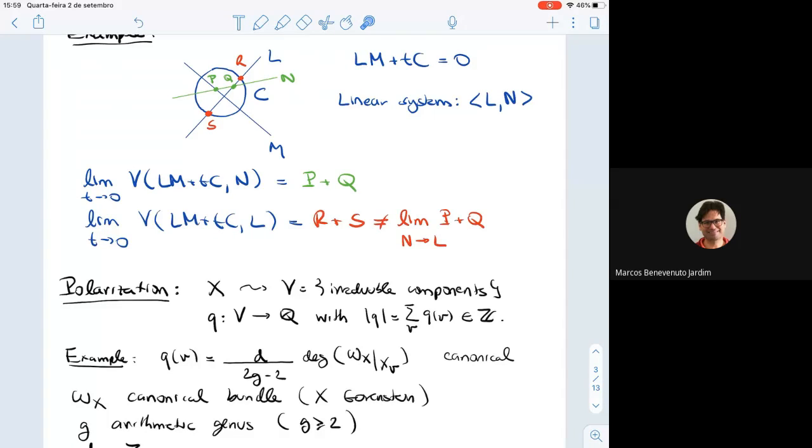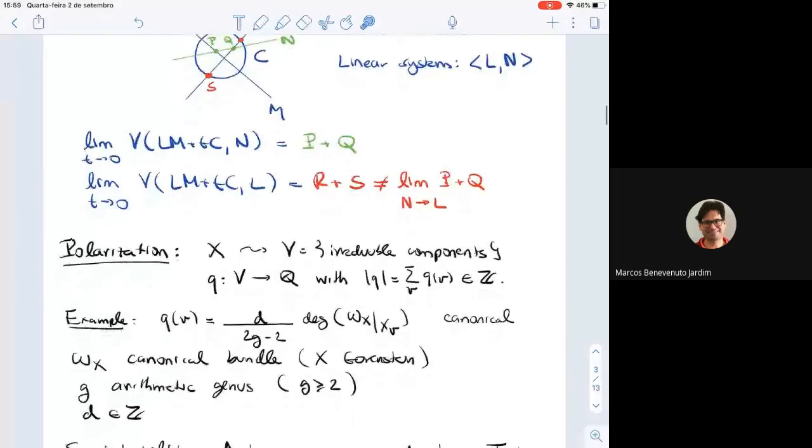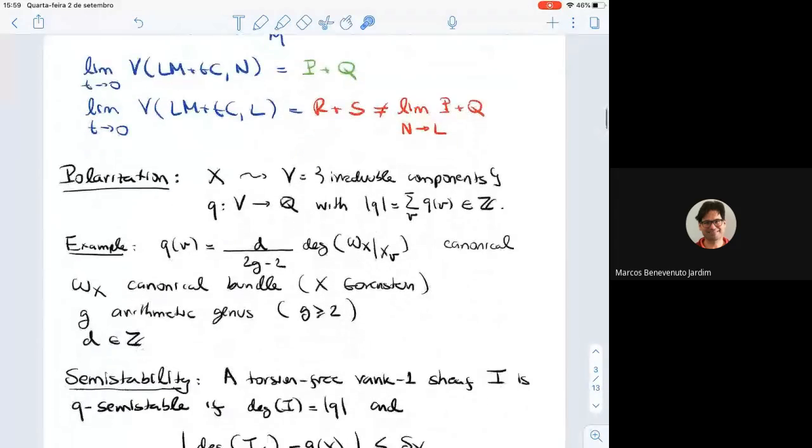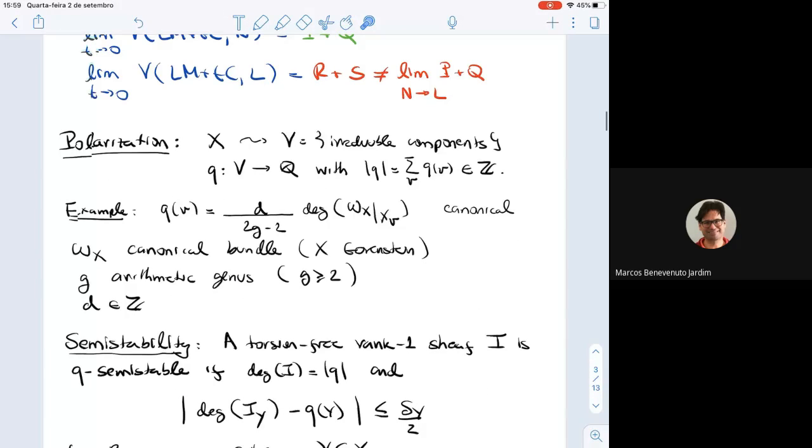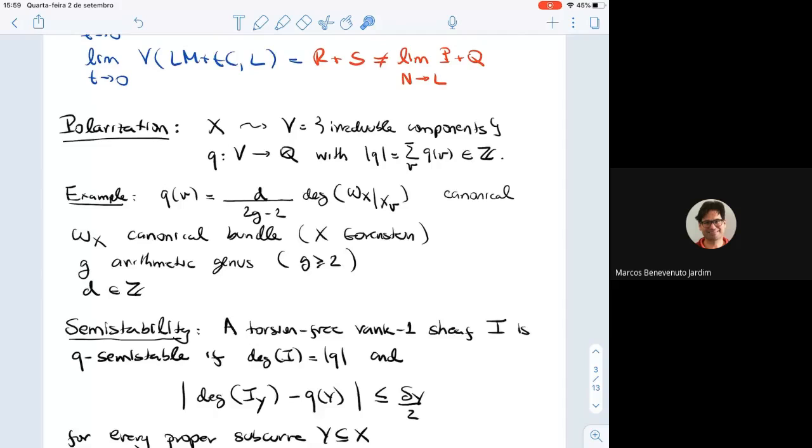So that means that in the semi-stability definition, this q of Y is always 1. But delta is 1 as well, because the two lines intersect in a point. And the degree is an integer number. So that means that for a torsion-free rank 1 sheaf to be canonically semi-stable of degree 2, it must be invertible, and it must have degree (1, 1).